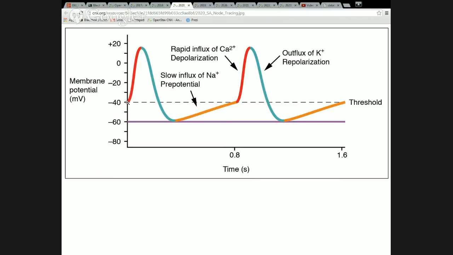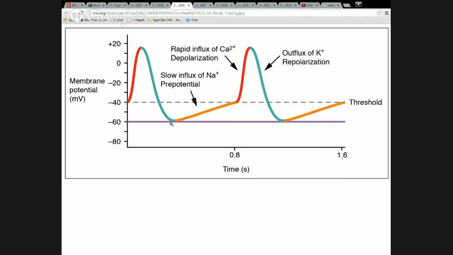So threshold is at a different value, but still once the membrane hits threshold, voltage-gated sodium channels open and a lot of sodium rushes in, depolarizing the cells. Okay. Now it says calcium here because in the heart, actually calcium and sodium can both play a role here, but there can be sodium rushing in there, and other sources will say that. When it hits its peak, the depolarization ends and potassium leaves the cells, causing repolarization.